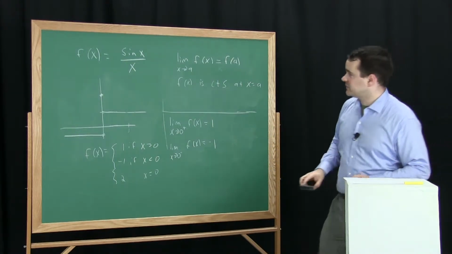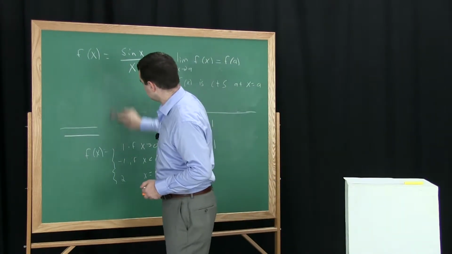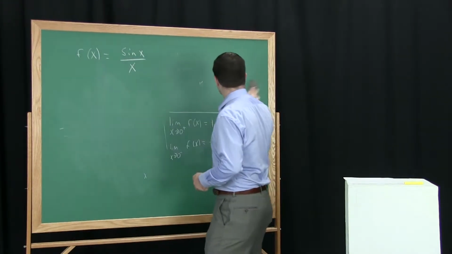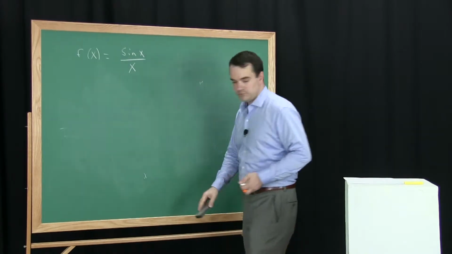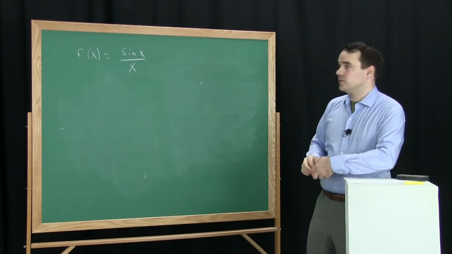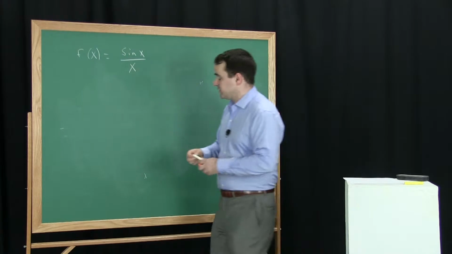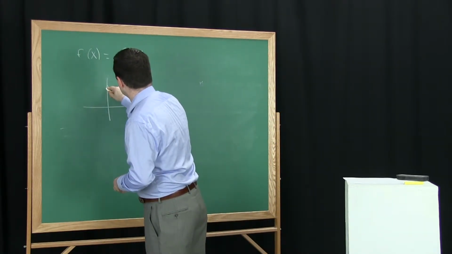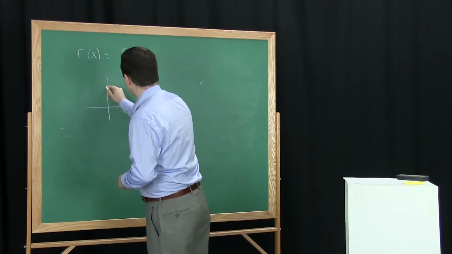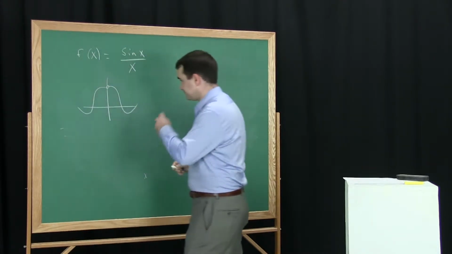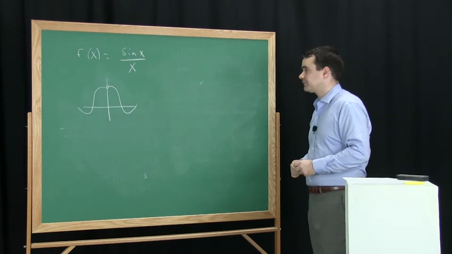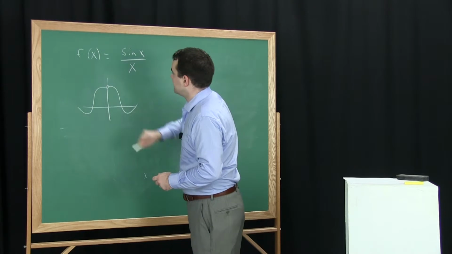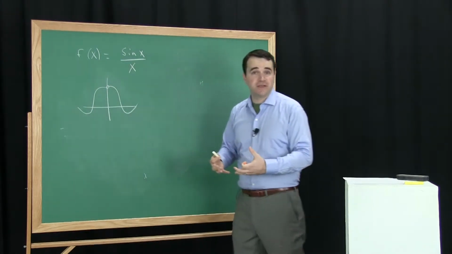Let's go back to sine x over x. So remember its graph. Looks something like that. And there's a couple things that I could do to define this at the point x equals 0.